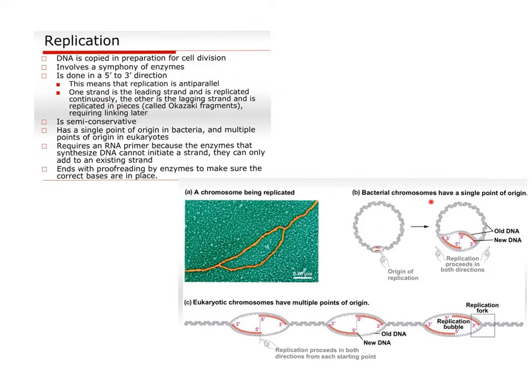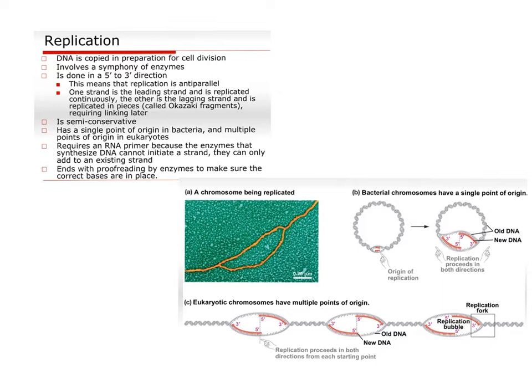Now, in bacteria, you have one single point of origin. Since you've got these circular chromosomes, there's a single point of origin, and it just goes around and around until the whole thing is copied. It proceeds in both directions. In eukaryotes, what you get are multiple replication bubbles. Several enzymes will clamp down and will start replication in what we call a replication bubble.